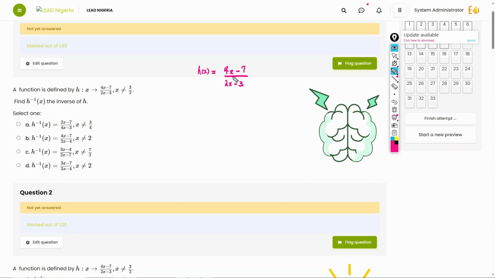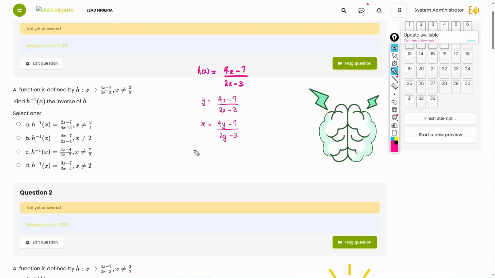The way we do this is, first I'll replace h of x with y. Then the next thing to do is I will switch x and y. I would have x is equal to (4y minus 7) over (2y minus 3). Then the final thing to do is make y the subject of the formula, because this y, now that I've switched it, represents the inverse function.